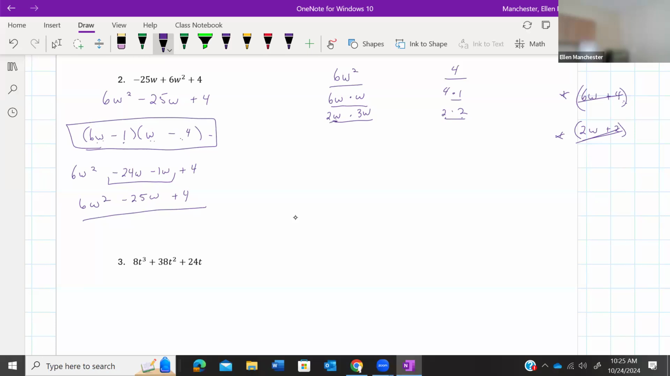All right, so this times this is 6w squared. Then the outside, see how they're on the outside of the parentheses? There's my negative 4w. The inside is negative 1w. And then the last two. And then you can FOIL on that one, yes, to check it, to make sure that you have set it up. So the outside plus the inside has to be this.